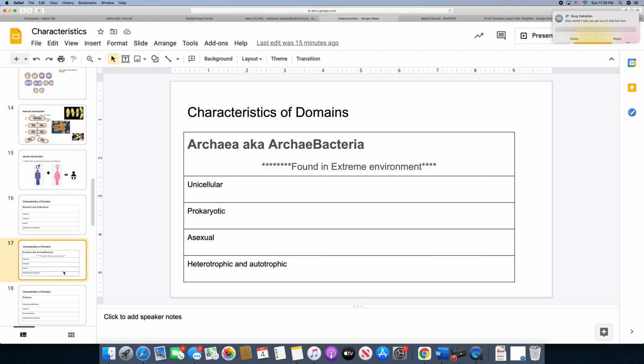That means they can either eat food or they can absorb it. The next domain is archaea, or archaebacteria. I put a little side note here to remind you that these are found in extreme environments. They are all unicellular. They are all prokaryotic, meaning they do not have a nucleus. They are all asexual, meaning they only need one parent cell. They are heterotrophs and autotrophs, meaning they can absorb food or they can create their own food.